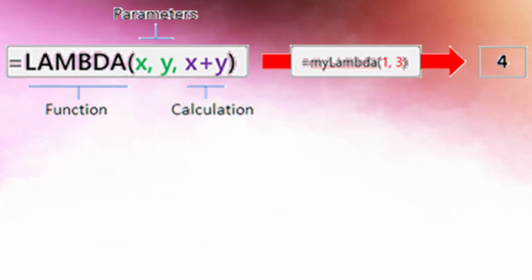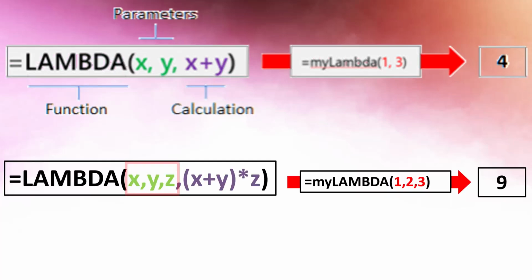In Lambda calculus, Lambda is used to represent anonymous functions. In this picture, the basic structure of the Lambda function is described. The function starts with its name, just as all Excel functions do. X and Y are two parameters. Parameters are variables that you want to use in your formula. You can have as many as 253 parameters. For example, in the second example below, we have defined 3 parameters instead of 2.